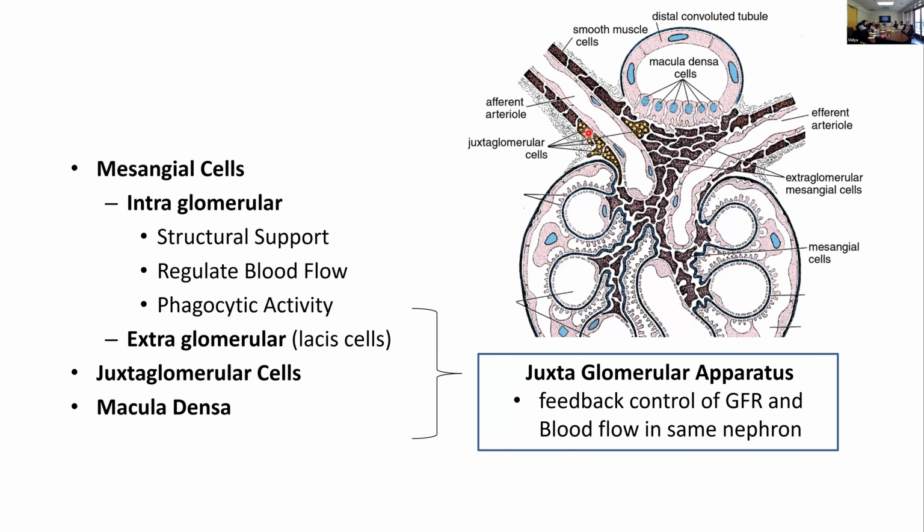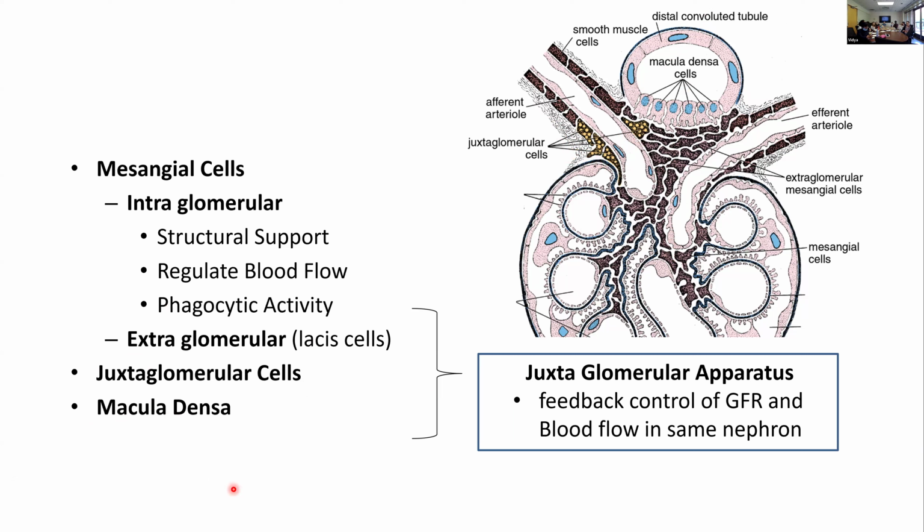The renal corpuscle also has mesangial cells, and we have two types: the intraglomerular, the name itself shows that it's within the glomerulus, and also the extraglomerular. And also the juxtaglomerular cells, which are also part of the glomerulus. They line the afferent arteriole, and juxtaglomerular cells are the cells that produce renin.